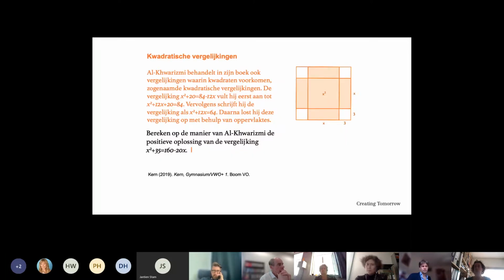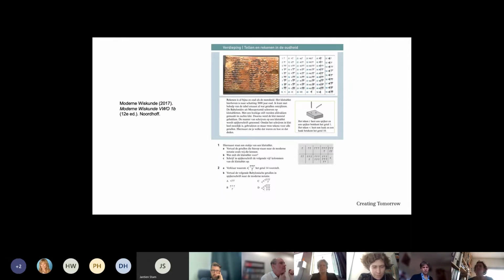This is a fragment from Kern, the new series, where one of the methods from al-Khwarizmi is used to solve quadratic equations. And I thought I had a fourth one. Yeah, this is from Moderne Wiskunde. It shows the tablet I've shown you before. And it is the beginning of a project. This is a project in the middle of a book, not related to a chapter at all, on counting and numerical systems. And these are the first two exercises.